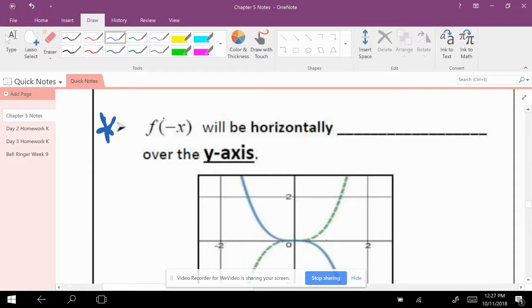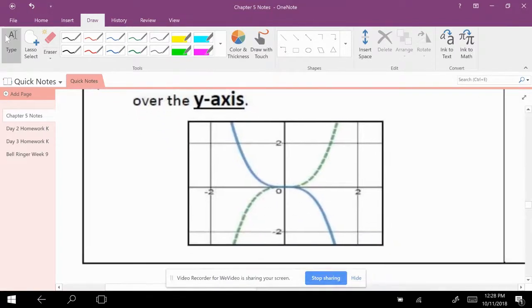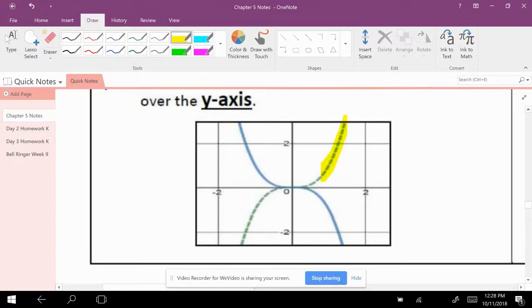When you have a negative inside the parentheses this time, you're going to be reflecting, but now we're going to reflect over the y. It did not matter when we were working with x squared, because if I reflected, it became the U still. However, with these ones, it's a little different. I'm going to highlight, again, my parent function so you know the difference between the two. Look what happened. Here is my y-axis. Look at what happens. It reflects over the y. Reflects over the y. That's what's going on.